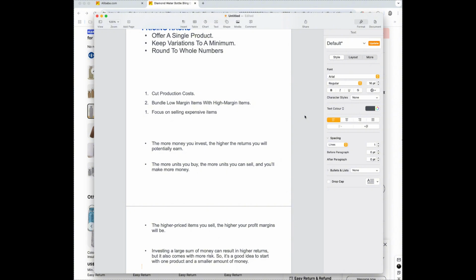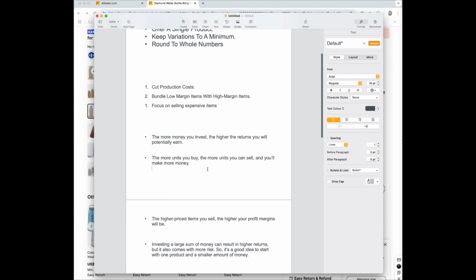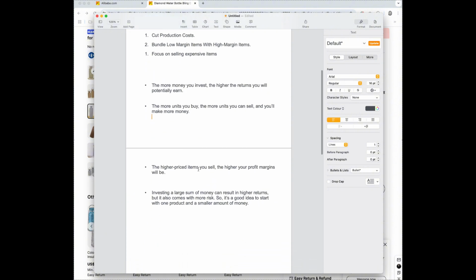Then, the more units you buy, the more units you can sell and the more money you'll make? Definitely not. At the beginning, of course, you will need to look at the manufacturer's minimum order requirement. Some of them have 100, some 500, some 5,000 minimum orders. So you need to look at what's best for you, because you don't want to be stuck with inventory that you can't actually sell. That means you're going to have your money sitting in the corner of the warehouse and you won't be getting it back. So, like I said, you need to think about what you can sell.